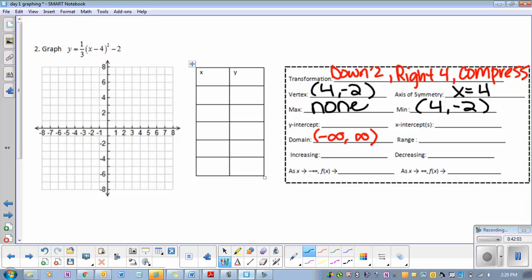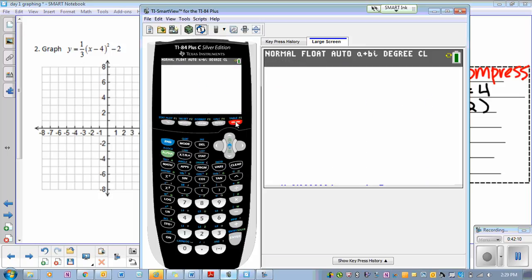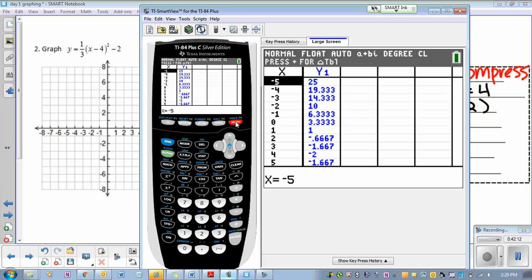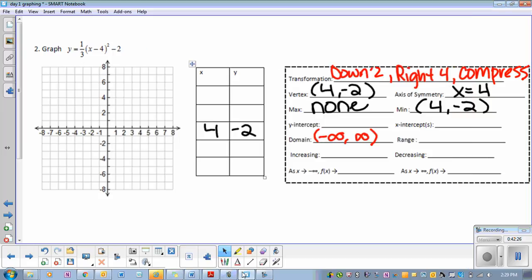So if I have 4, negative 2, give me some other points here. Let's go to the second graph. Do I have to use 3, negative 1.667? No. Just get the nice points. Get 1, 1 and negative 2, 10. That's not to say I'm going to graph negative 2, 10. It's probably off my charts here. That's okay.